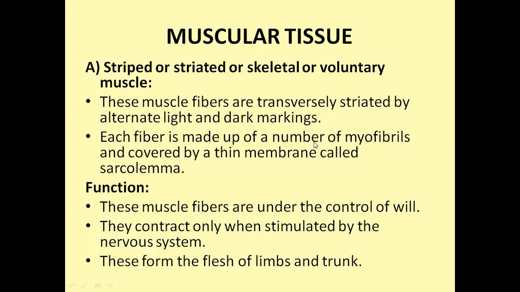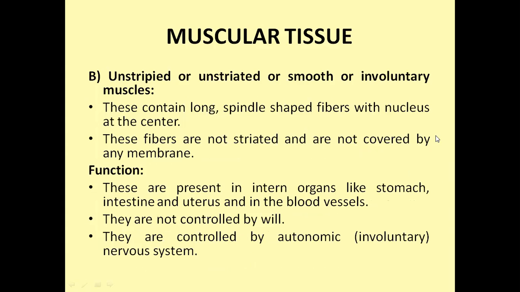Striated muscles are voluntary muscles, transversely striated by alternating light and dark markings. Each fiber is made up of a number of myofibrils and covered by a thin membrane called sarcolemma. This is under control of will and contracts only when stimulated by the nervous system. This forms the flesh of limbs and trunk.